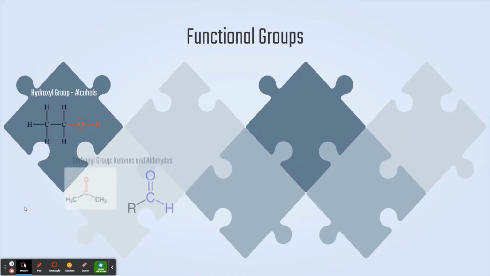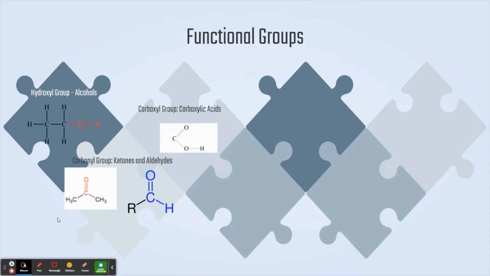The next group is a carbonyl group, and this is a carbon which is double bonded with an oxygen. When a carbonyl is in the middle of a molecule, it is usually called a ketone. As you can see here, it is in the middle of a molecule. However, if it's at the end and has another H attached to it, it's called an aldehyde. And this R is basically just a compound which is usually composed of carbon and hydrogen.